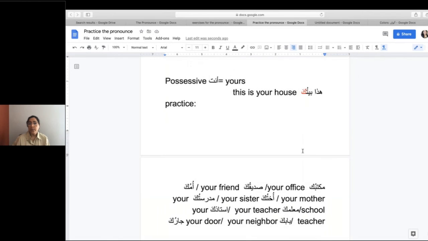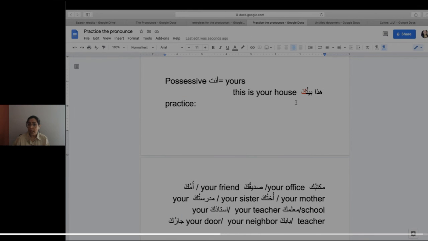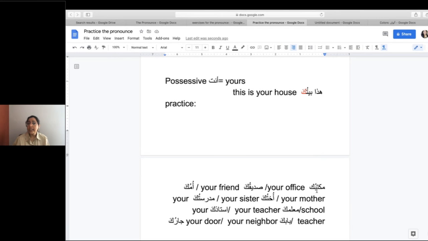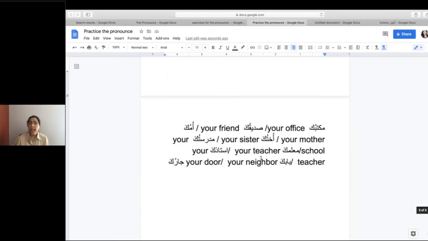And here, how to make it in the ownership. هذا بيتك, this is your house. هذا مكتبك. هذا صديقك. هذه أمك. هذه أختك. هذه مدرستك. هذا معلمك. هذا أستاذك. هذا بابك. هذا جارك.